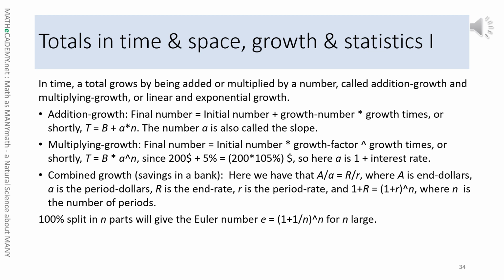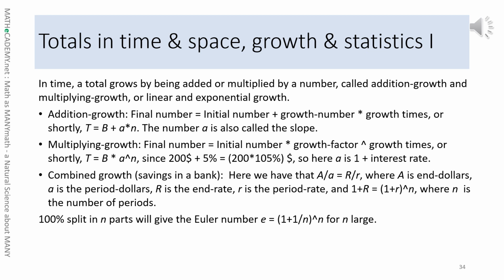Multiplying growth: the final number equals the initial number times the growth factor to the power of the growth time, or shortly, t equals b times a to the power n, since $200 plus 5% equals 200 times 105%. Here a is 1 plus the interest rate. Combined growth, savings in a bank.